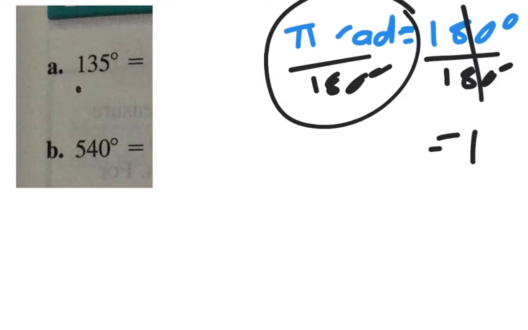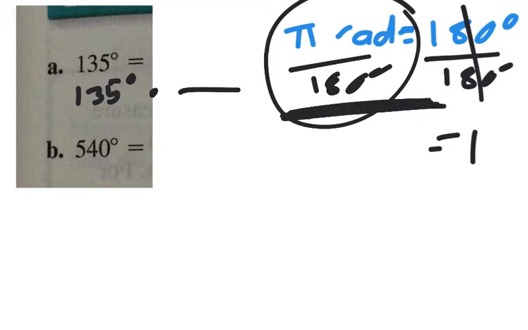So if it starts in degrees, 135 degrees, I know I want to get rid of my degrees. So in order to get rid of degrees, I need the degrees to go in the denominator. So I'm going to take this conversion rate here. I'm going to put the degrees in the denominator, which means the radians goes in the numerator. This ensures that my degrees cancel, numerator and denominator. And so now I've got 135. I can put that over 1. So 135 times pi over 180. That's going to be 3 pi over 4.